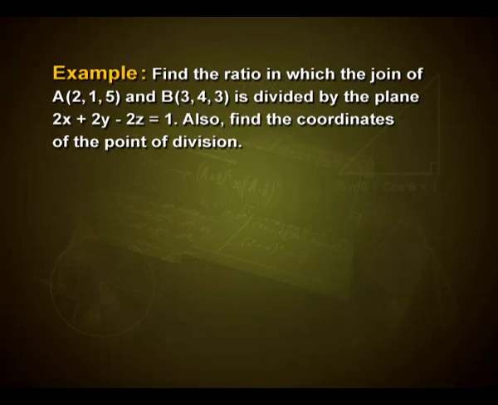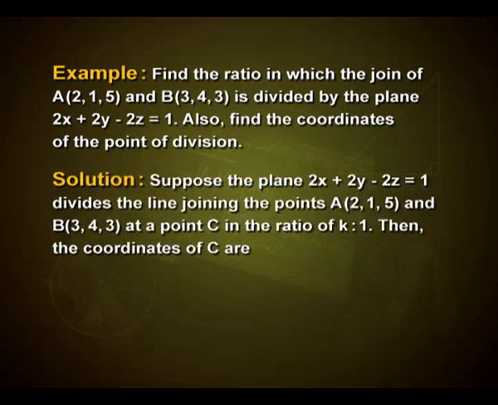Find the ratio in which the join of point A (2, 1, 5) and B (3, 4, 3) is divided by the plane 2x + 2y − 2z = 1. Also, find the coordinates of the point of division. Now, look into the solution.